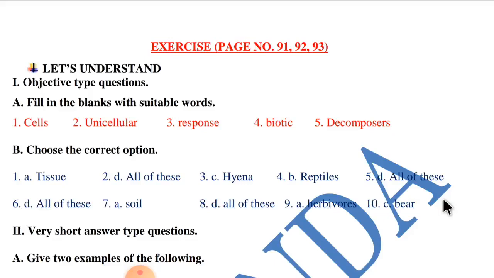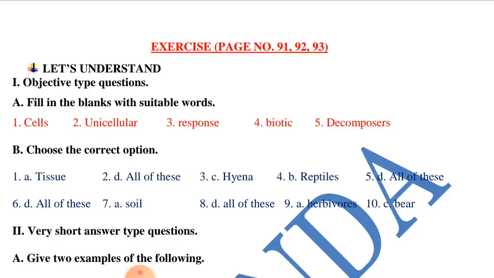First one is, which of these refers to a group of similar cells that performs a particular function? The correct answer is tissue. Next, which of these do living things get from their environment? Here, as you see options A, B and C, food, water and air. All these we are getting from the environment. So here the answer is all of these.